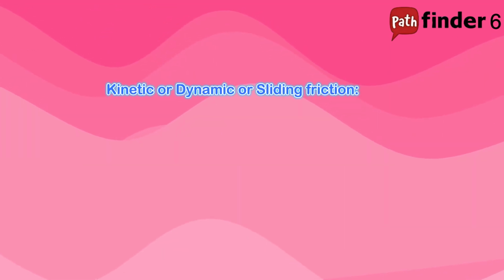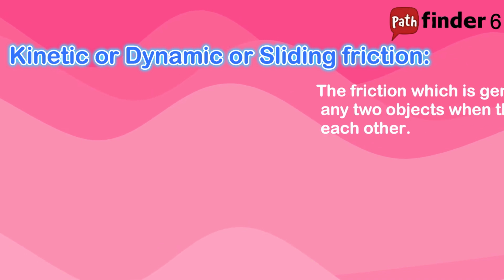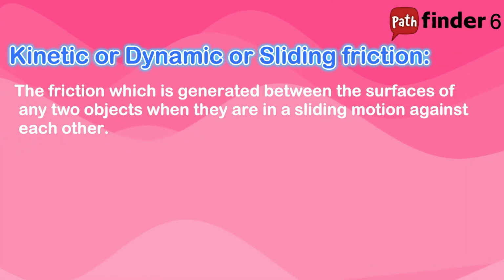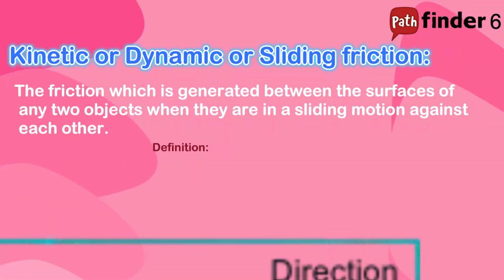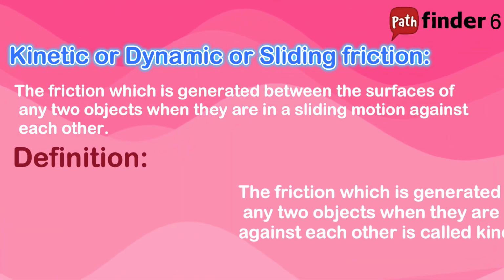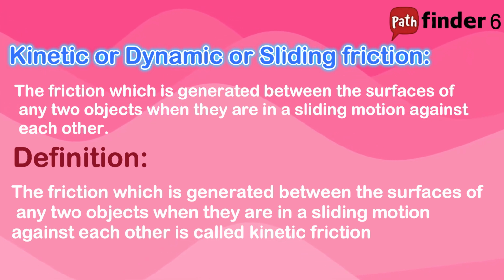Kinetic or dynamic or sliding friction. The friction which is generated between the surfaces of any two objects when they are in a sliding motion against each other. Definition: the friction which is generated between the surfaces of any two objects when they are in a sliding motion against each other is called kinetic friction.